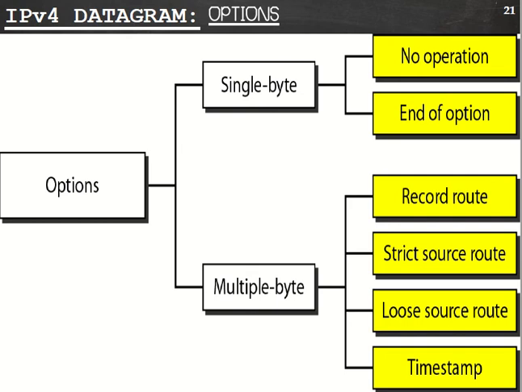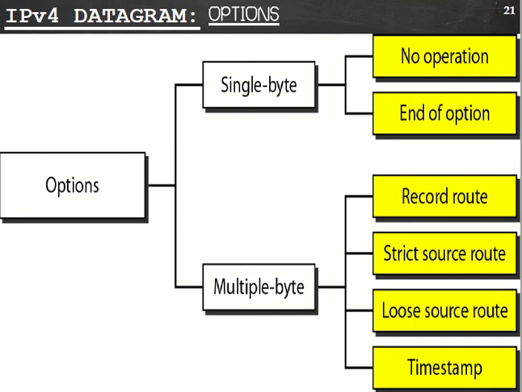Next one we have is strict source route. The strict source route option is used by the source, that is the sender, to predetermine a route for the datagram as it travels through the internet. So to determine the route of a datagram, the strict source route option can be used.